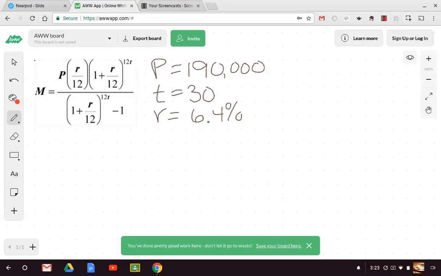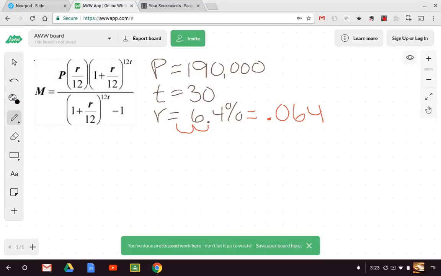And we know that our principal, or our starting amount for the loan, is $190,000. That's how much she has to borrow. Her time for the loan is going to be 30 years, and her rate is going to be 6.4%. And since we're using a rate here, remember that we need it as a decimal, not a percentage. So we're going to decimal hop 2 places to the left, which is going to give us 0.064.